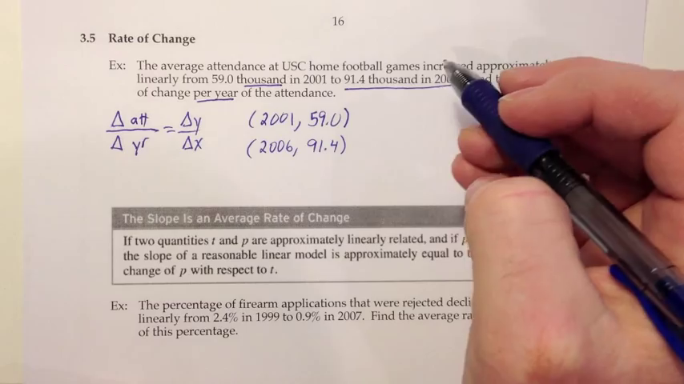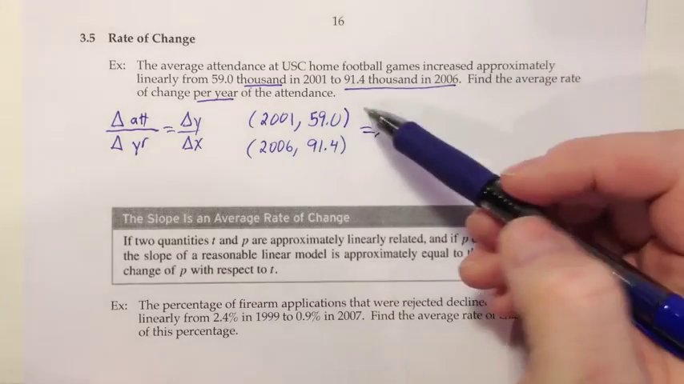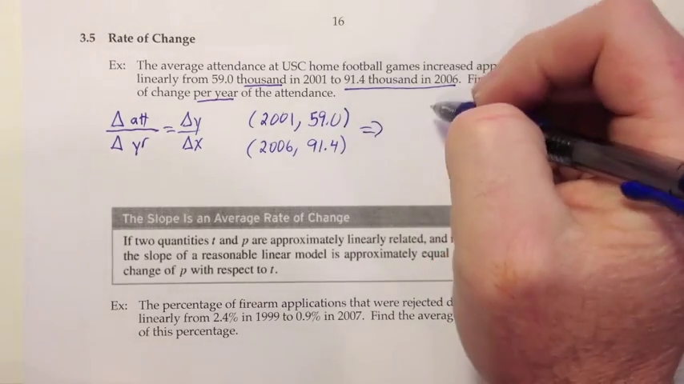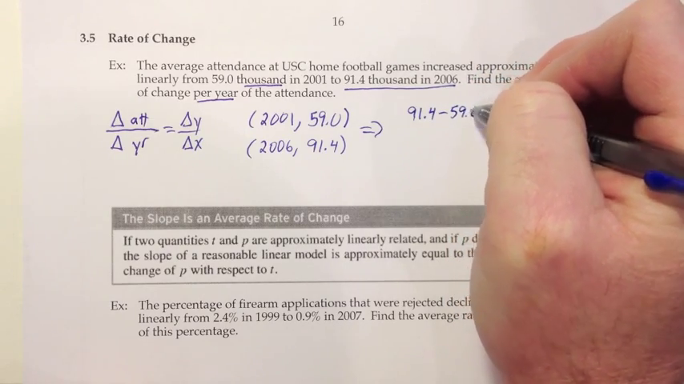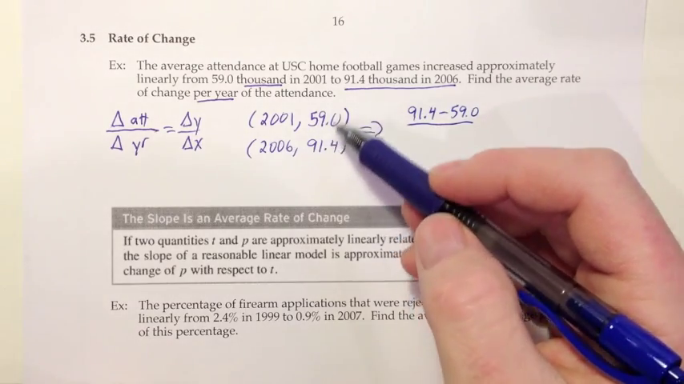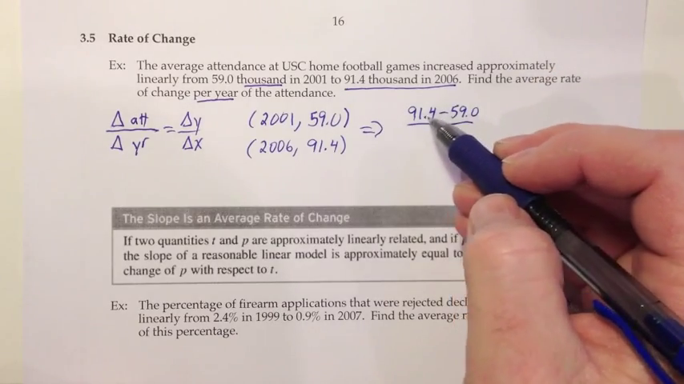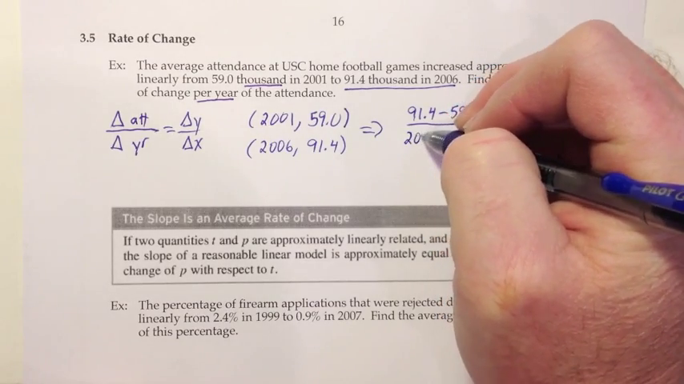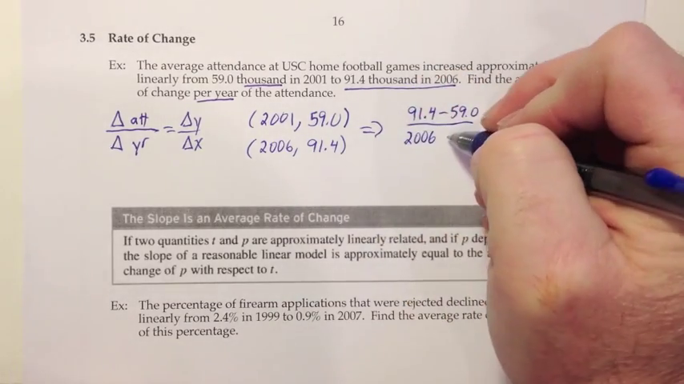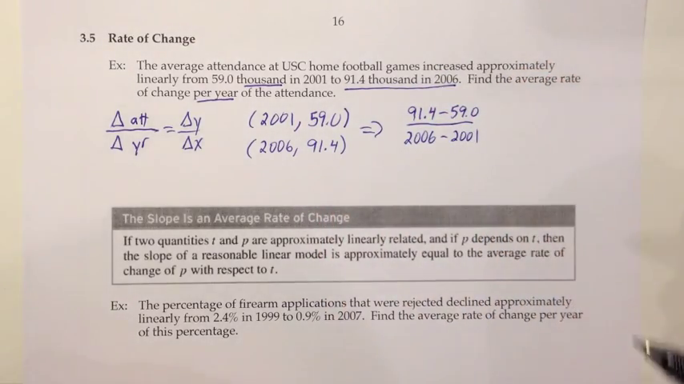So we're just going to go ahead and do that change in y over change in x type of calculation, and we usually like to do the ending point minus the beginning, so I'll do 91.4 minus 59.0. Notice that the output, or the second coordinate, is what goes on top, just like when we do x and y. And then since I started with 91.4, I need to start with the x, or input, that went with that, which would be 2006. And then subtract the other x value, 2001. And that's our setup.